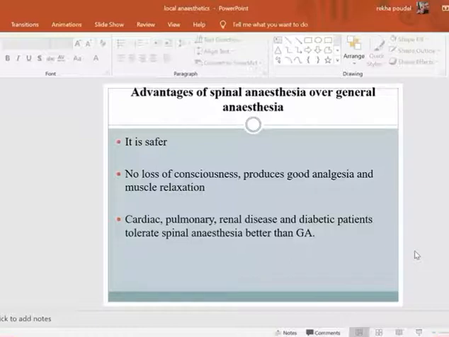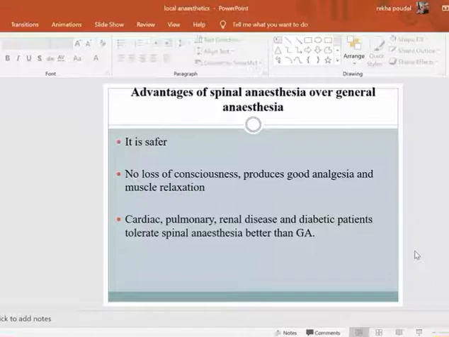In case of general anesthesia, the patient is paralyzed and has to be intubated, but here in case of spinal anesthesia there is no need of paralyzing the patient and no need of intubating the patient, so it is safer as compared to general anesthesia.